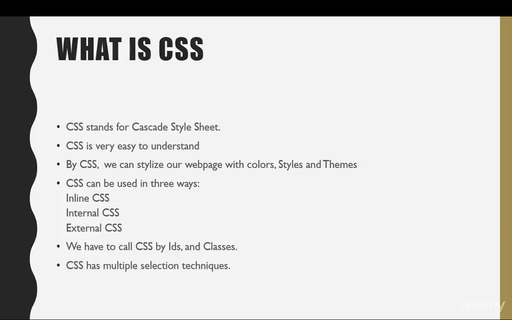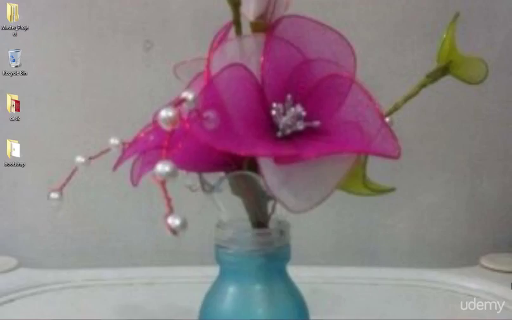CSS has multiple selection techniques, as we just talked about: you can select the element by its IDs, by classes, by tags, and their siblings, etc. So guys, all this is called CSS. We'll learn some more things in the next class. Stay tuned and goodbye.